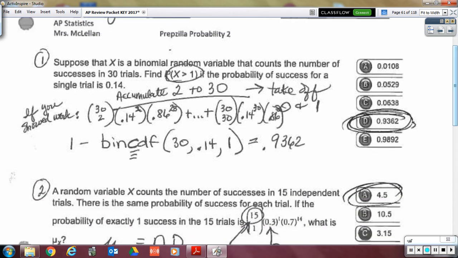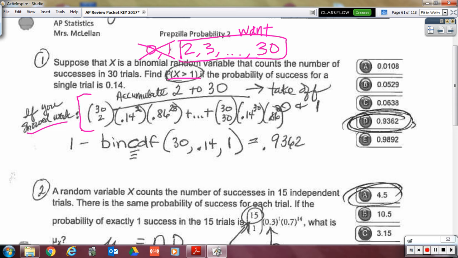Remember that we want it greater than 1. So since we wanted 2 up to 30, then we had taken off 0 and 1. So we did 1 minus that bottom part. Now, keep in mind if you showed work, then on AP you would show this formula of going from 2 successes up to 30 successes. And so that's how your work would look.